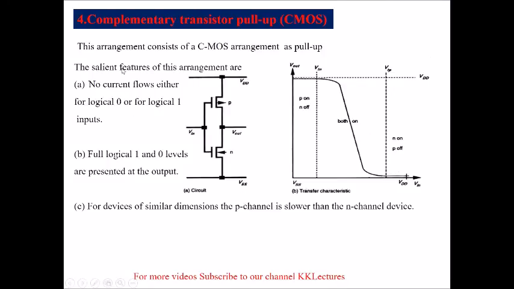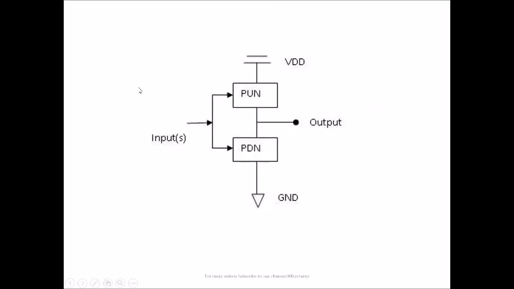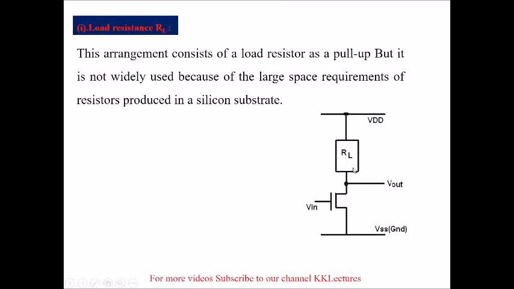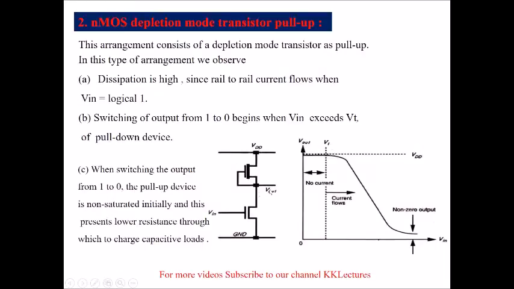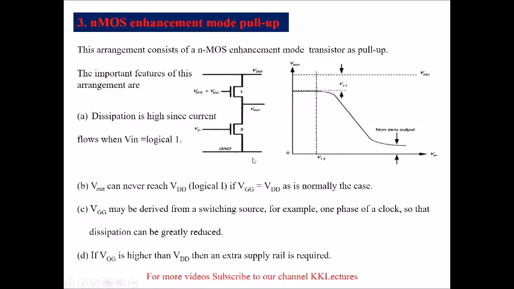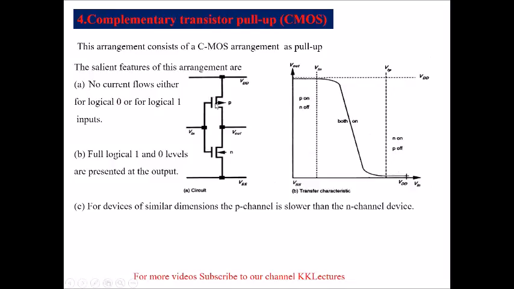Now, the different alternative forms we have seen: the first one is in the pull-up part, if you are using a resistor as a load. The second one is if you are using a depletion mode NMOS transistor in the pull-up network, and what its features are. And if you are using an enhancement mode NMOS transistor in the pull-up, what are the characteristics of the CMOS inverter? And if you are using a PMOS transistor, what are the characteristics? That is what we have seen today in our video.